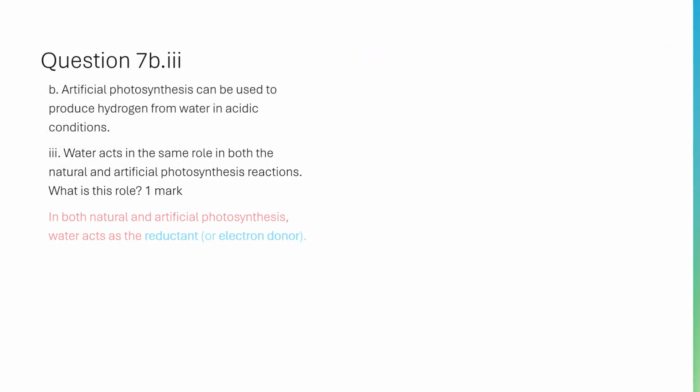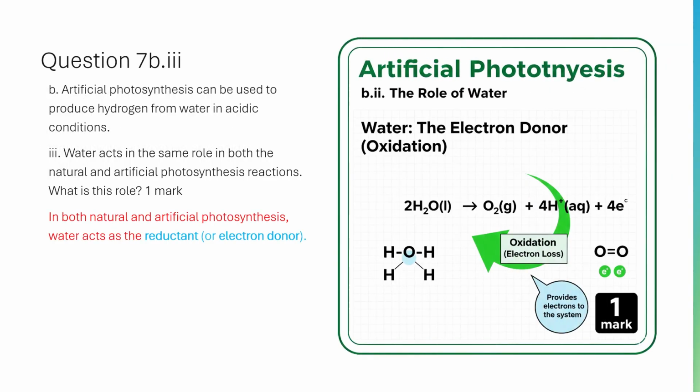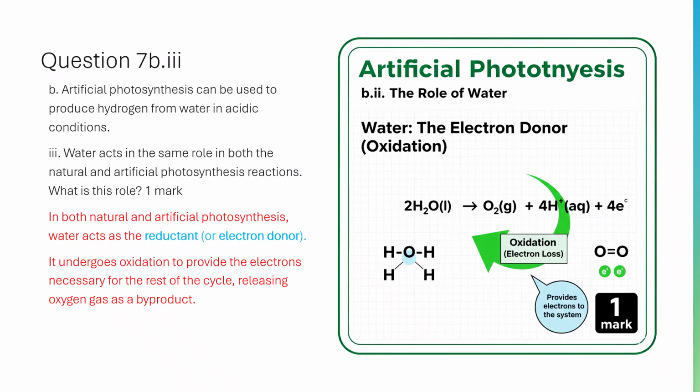In both natural and artificial photosynthesis, water acts as the reductant, or electron donor. It undergoes oxidation to provide the electrons necessary for the rest of the cycle, releasing oxygen gas as a byproduct.